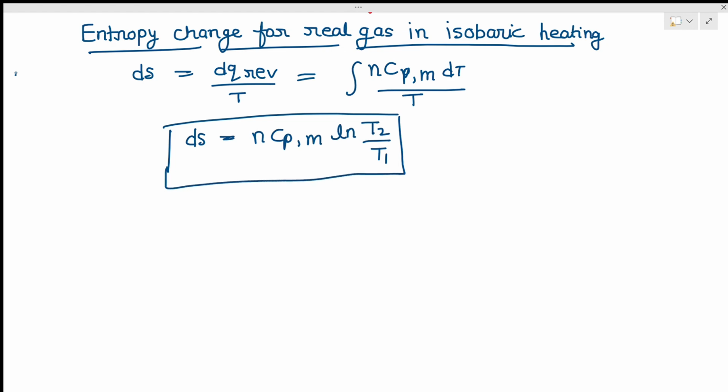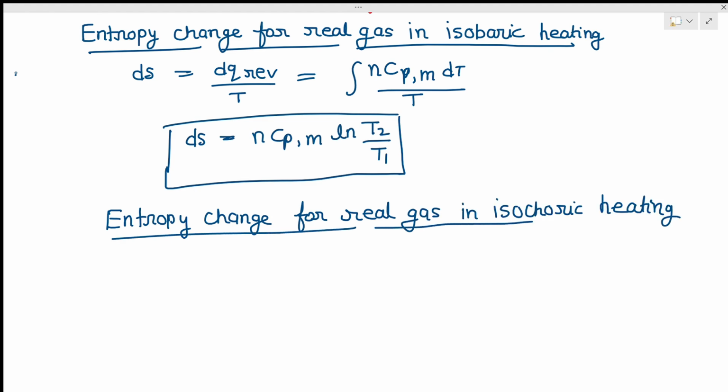Now suppose you have been given an isochoric process. Okay. It means entropy change for real gas. We are seeing this for real gases, for a real gas in an isochoric process. Then what will happen? Here you just have to change Cp to Cv, that is Cvm, the molar heat capacity at constant volume. So natural log of T2 upon T1. This will be your formula.